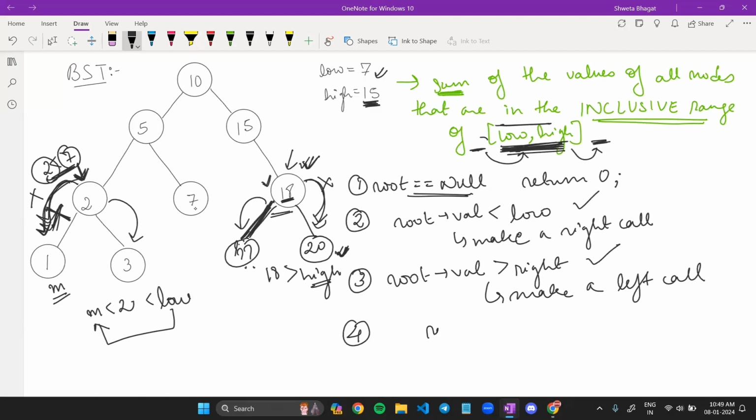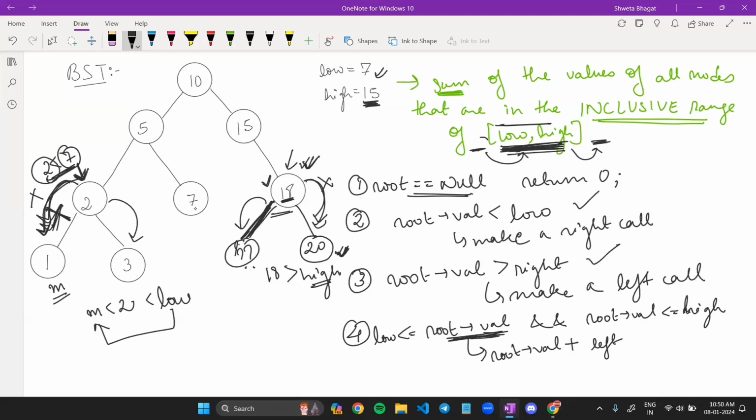So it means that my root's value is greater than or equal to low and my root's value is less than or equal to high. So in that case, what are we going to do? We are going to add this root's value to our sum. So we will add this root value and we'll make a left call and a right call. So this is all which we'll be doing.